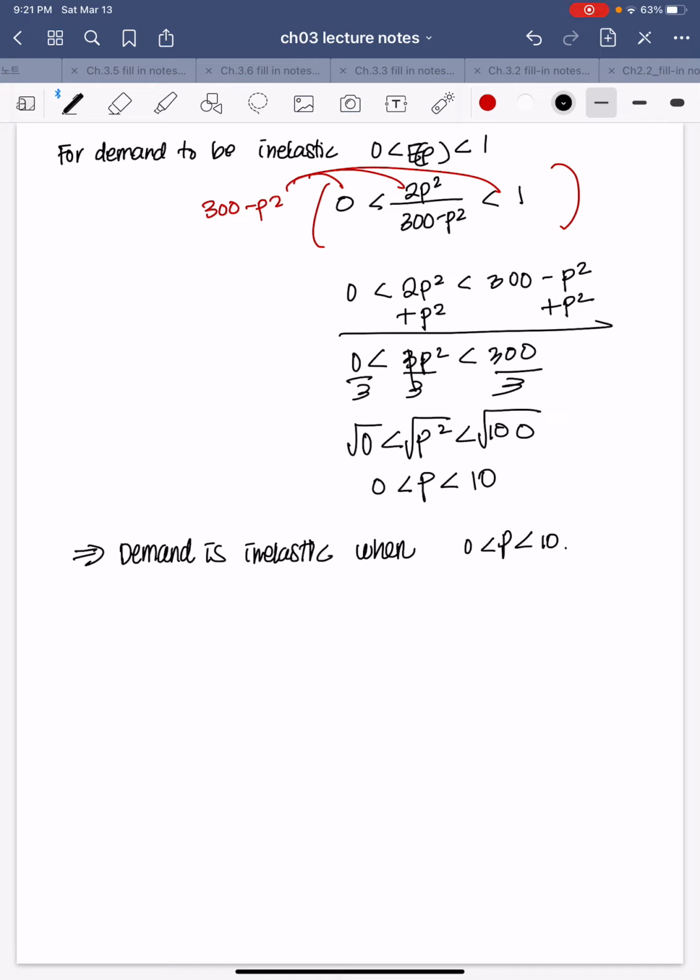Okay? Very simple. That's the concept of relative change, percent of change, and elasticity for this section. Okay, that's it for chapter 3. In the next video, we are going to go over chapter 4.